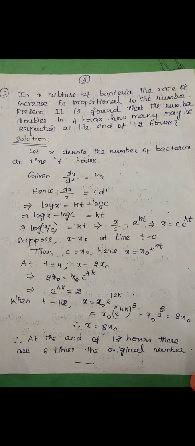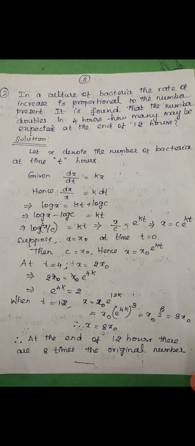I have to substitute t equal to 12 in equation number 1. Here equation 1 is x is equal to x naught into e power kt. I substitute t equal to 12. Okay, x is equal to x naught into e power 12k. Already we have e power 4k is 2.